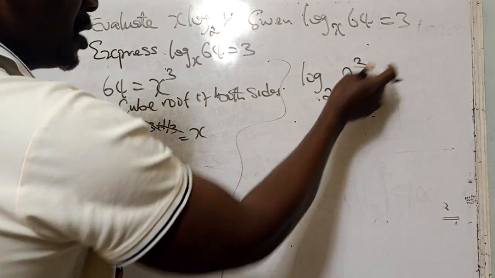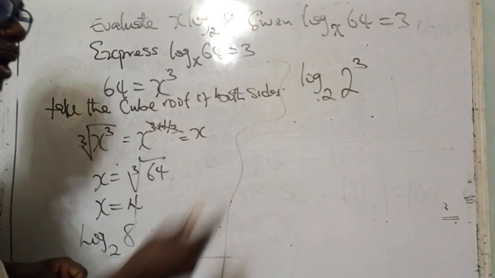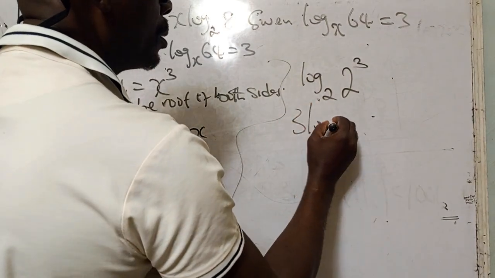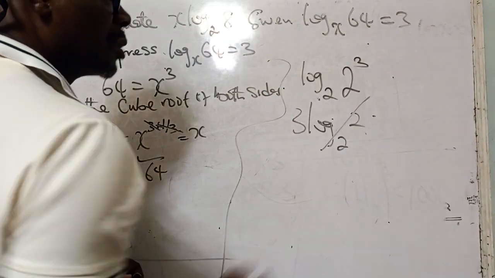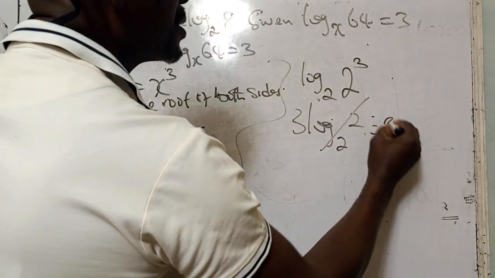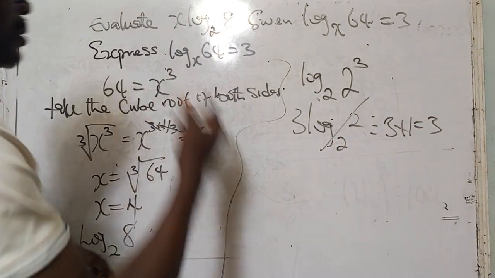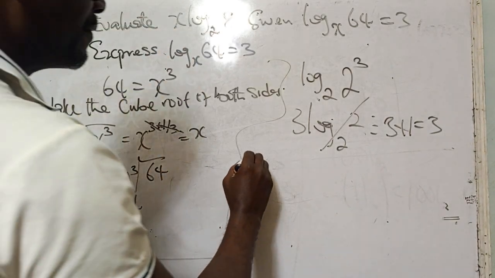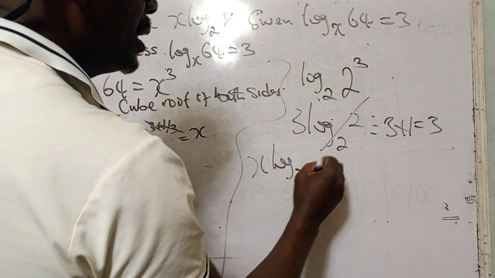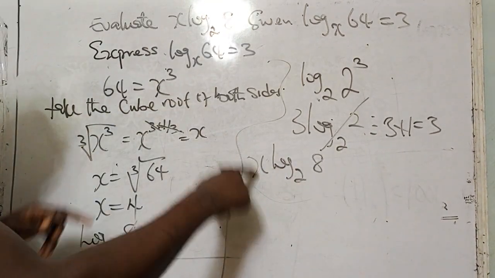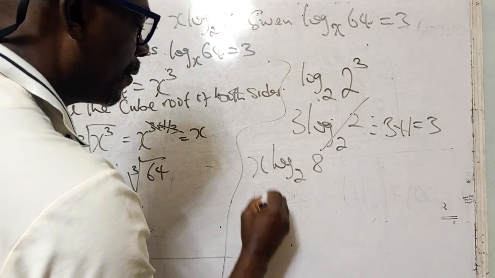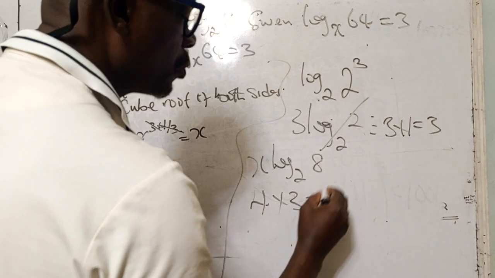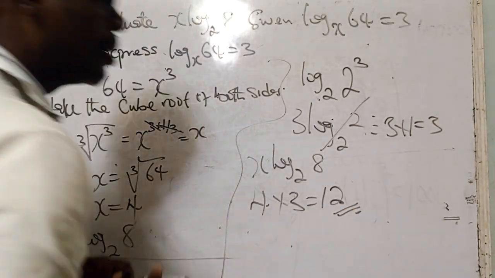Now this power 3 becomes the multiplier of the log. So we have 3 log 2 2. Log 2 2 cancels to give us 1, so 3 times 1 gives us 3. Now remember, x was 4. So from x log 2 8, we have 4 times what log 2 8 is, which is 3. So 4 times 3 gives us 12. This is our final answer.